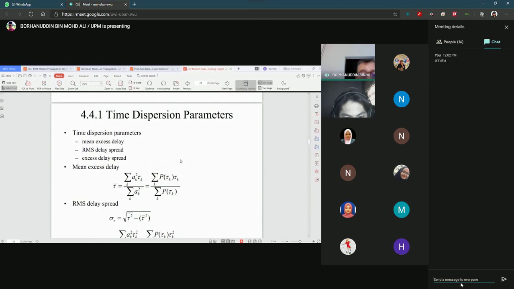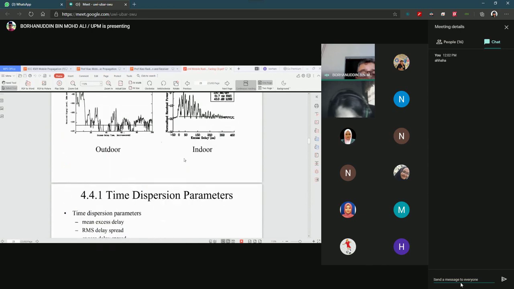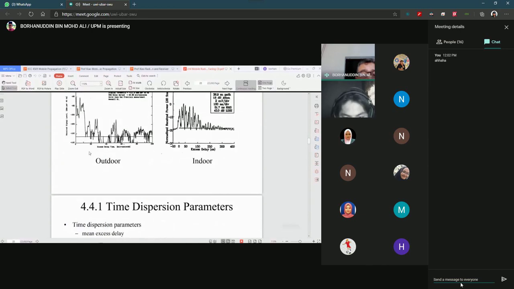Now, time dispersion parameters. This is called the dispersion of your channel, how much the channel disperses the signal. So instead of having one pulse here, it's dispersing over a certain amount of time, in this case microseconds. So this is called a dispersive channel.